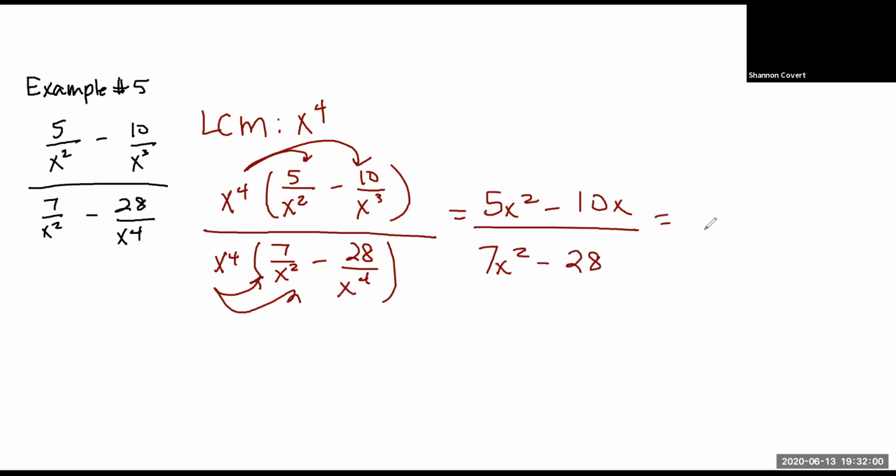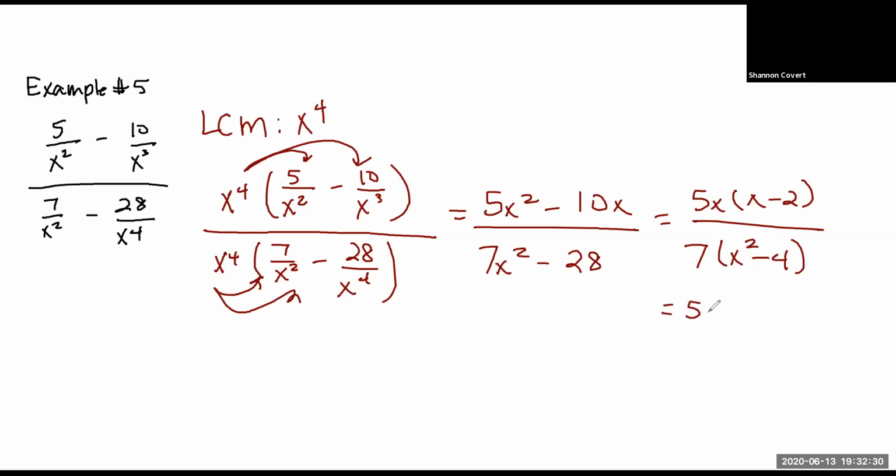It looks like I have common factors in both my numerator and my denominator. I can take a 5x out of my numerator, which leaves me with x minus 2. I can take a 7 out of my denominator, which leaves me with x squared minus 4. And x squared minus 4 is actually a difference of squares, so I can keep factoring.